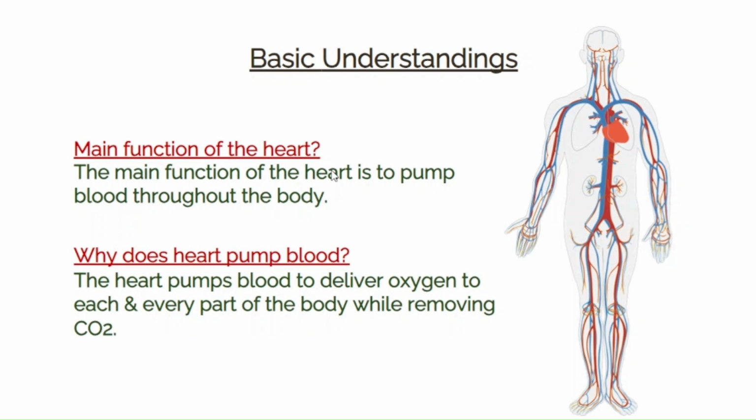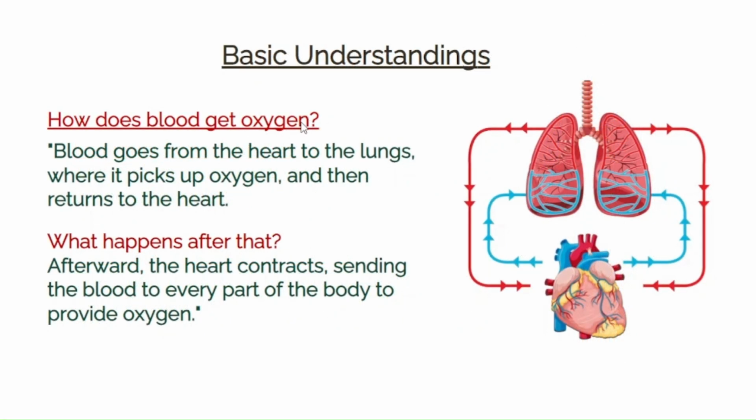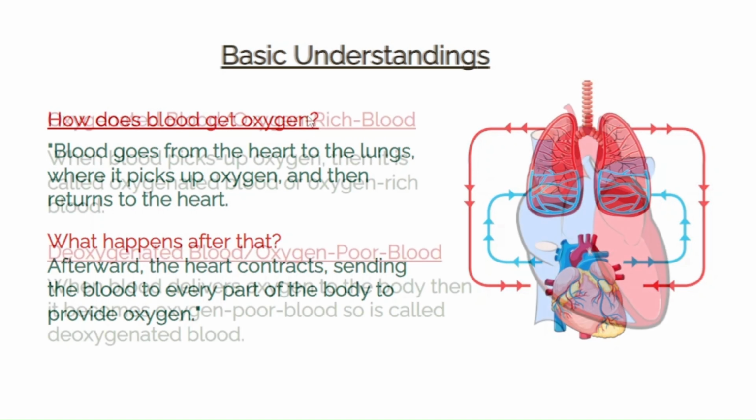But the question arises, how does blood get oxygen? When we breathe in, oxygen enters into our lungs. Blood from the heart goes to the lungs, picks up oxygen and then returns to the heart. Do you know what happens after that? After that, the heart contracts and blood goes to each and every part of the body to give oxygen.